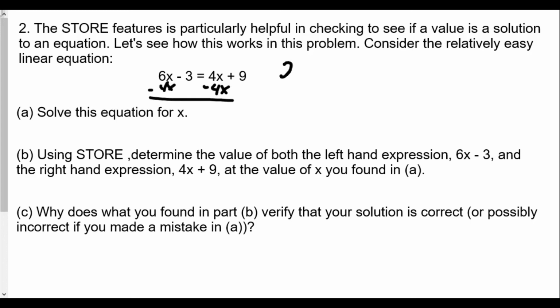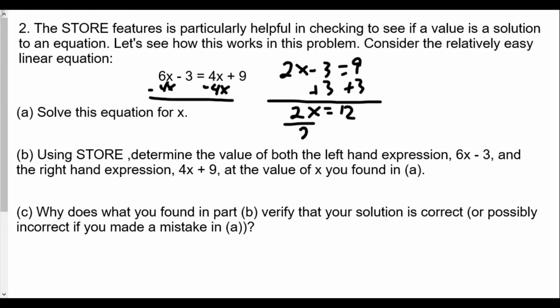And we're left with 2x minus 3 equals 9. Going to add 3 to both sides. So we have 2x is equal to 12. Divide both sides by 2. X equals 6.